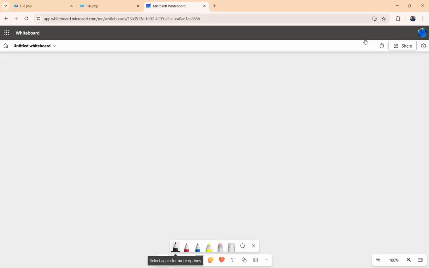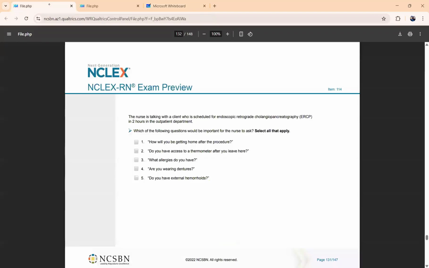When you are trying to answer a surgical question in the NCLEX exam, the first thing you want to do is to identify that this is a surgical question. How do you identify a surgical question? You are going to see the name of the surgery. Now, if you look at this particular question, you can see right here the name of the surgery.